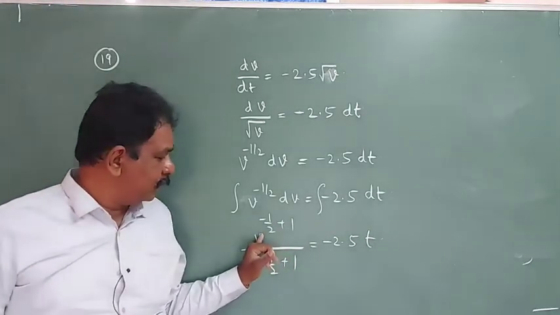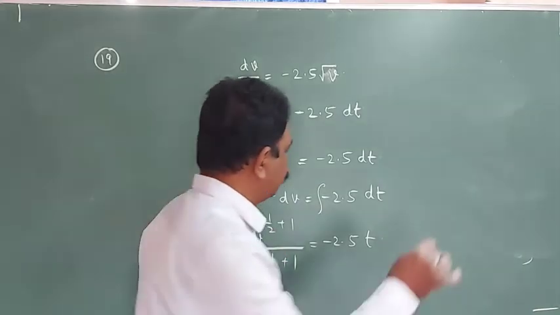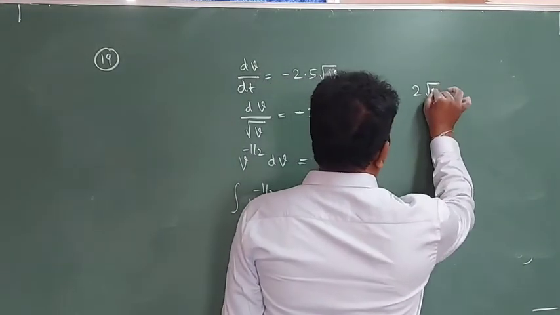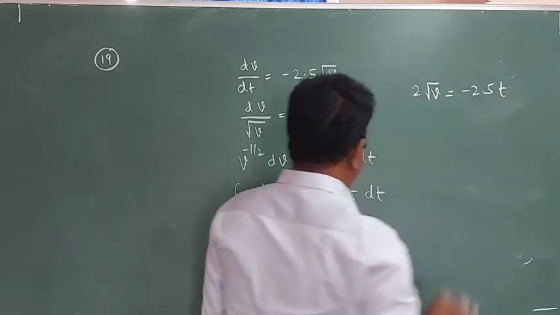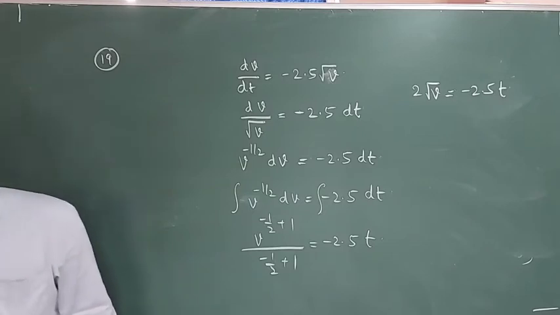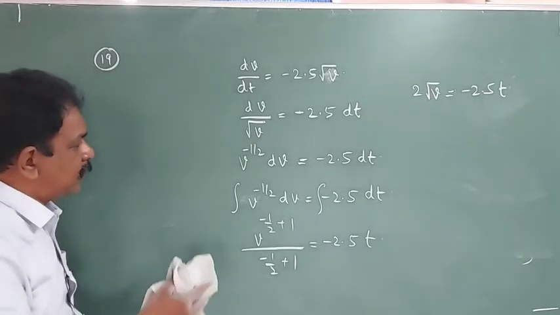So what is this value? V power 1 by 2. So 2 root v, this value. 2 root v is equal to minus 2.5 t. Okay. Then you substitute the limits for this.